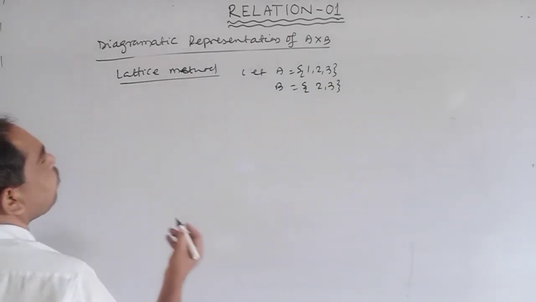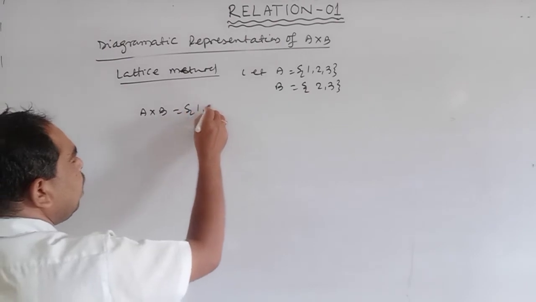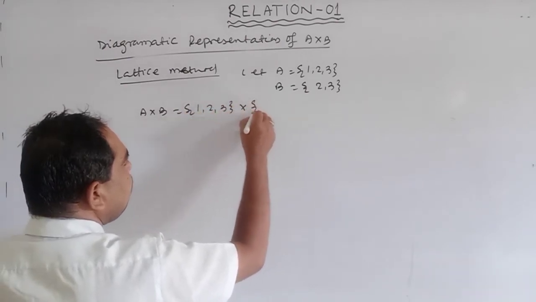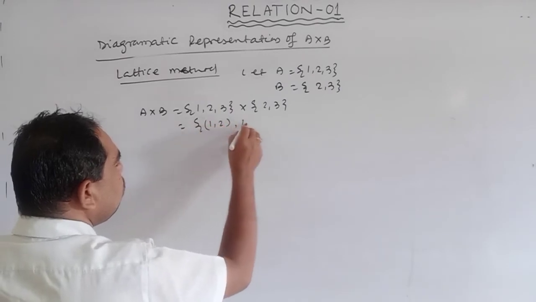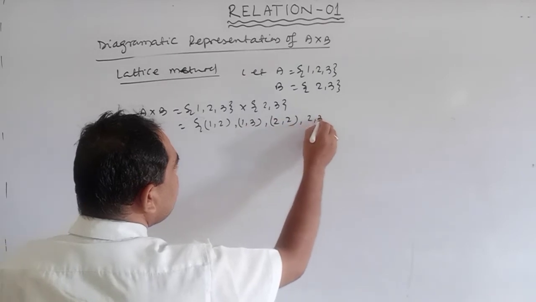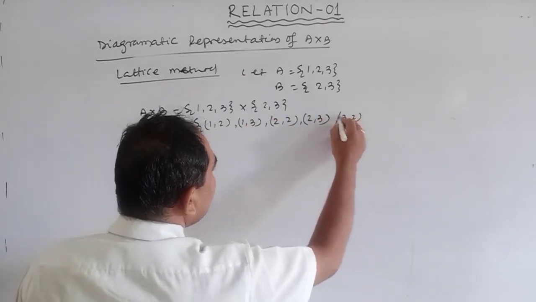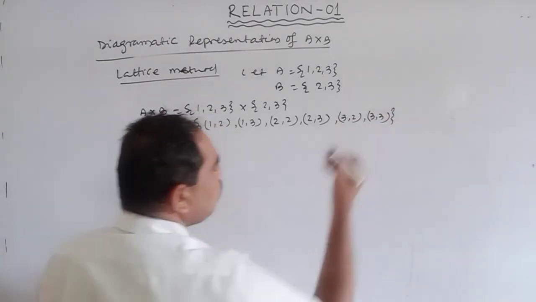Okay, so A into B is equal to {1, 2, 3} into {2, 3}. So it is equal to (1,2), (1,3), (2,2), (2,3), (3,2), (3,3). This is A into B.